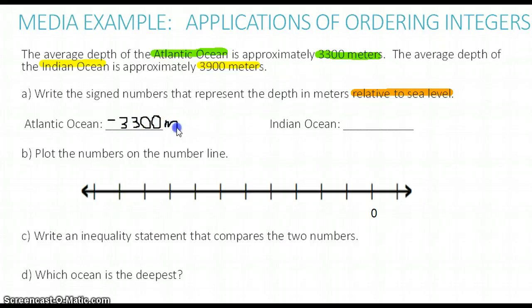An M for meters. And for the Indian Ocean, we would have negative 3,900 meters.